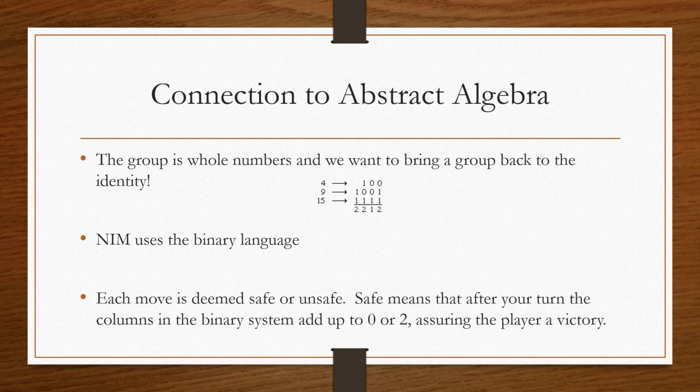If you break a match in half, now you have 2 matches. It's not like it's half a match. So it's a set of objects. You can't have any fractions, any decimals, none of that. Whole numbers. And if you're playing a single tier game, the whole point is to bring the group back to its identity.